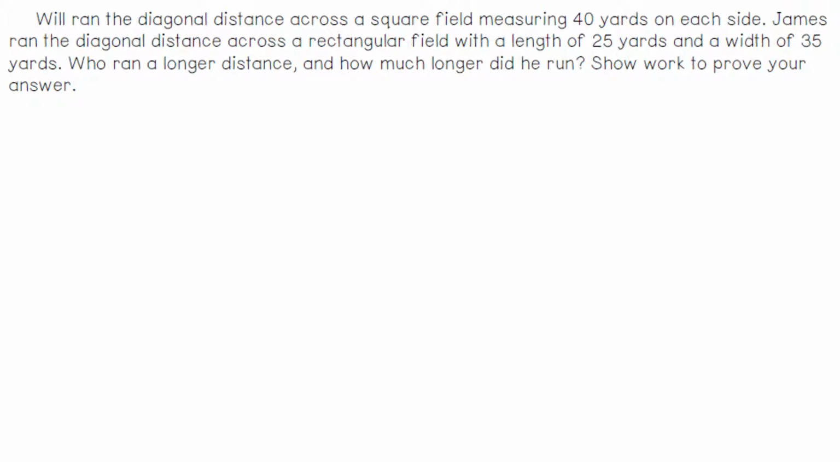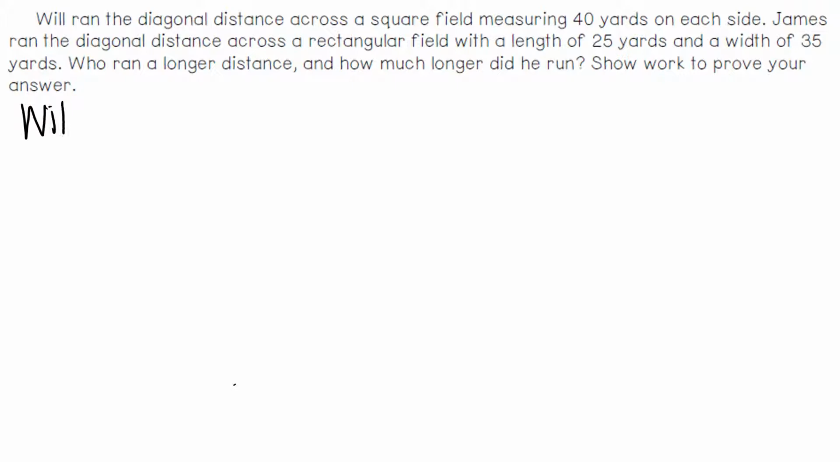Will ran the diagonal distance across a square field measuring 40 yards on each side. James ran the diagonal distance across a rectangular field with a length of 25 yards and a width of 35 yards. Who ran a longer distance, and how much longer did he run? Show work to prove your answer.